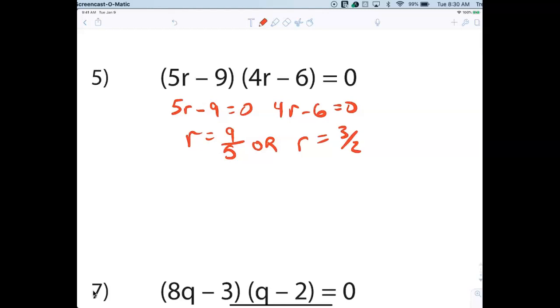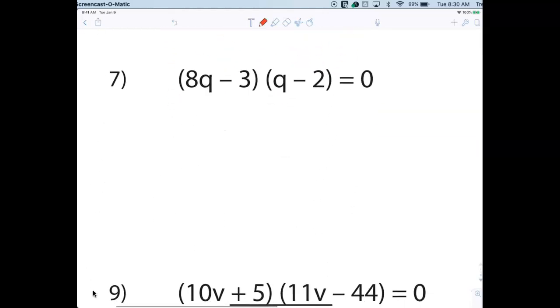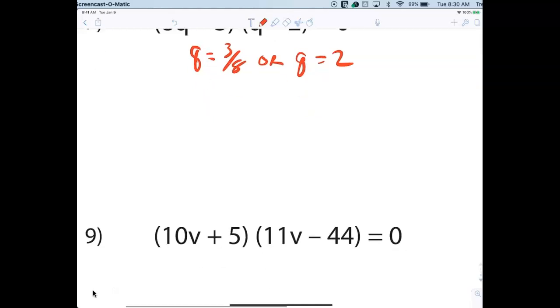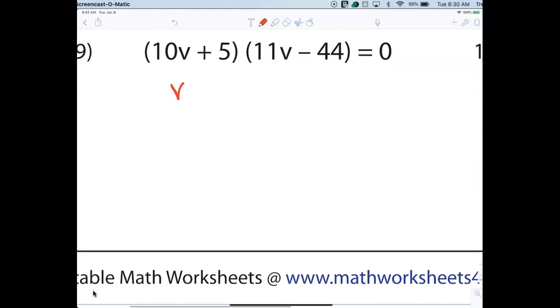So if I ask you to look at number 7 now, because we are brilliant, we can just say Q equals what? 3/8, or... Come on, guys. I'm telling you, it's that simple. Now the difference is these are already factored for you. So here we go. V equals negative 1/2, or v is equal to, we can just say 4, right? Everybody happy with that?